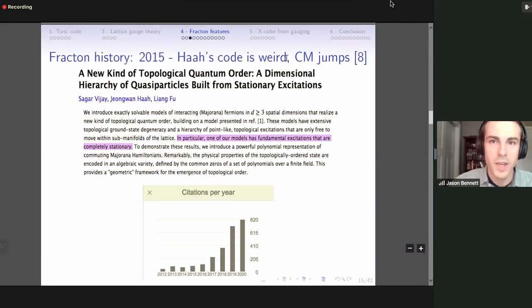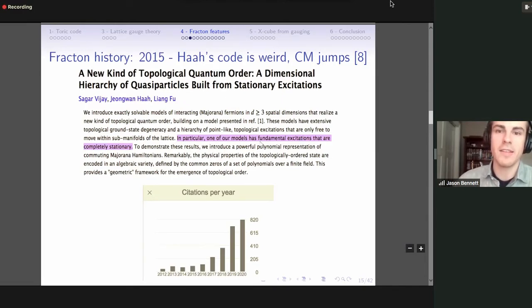But it was quite some time before people started to realize, Ha himself, along with collaborators, that this lattice model that he was constructing was very weird. As you can see from the Google Scholar citations, the 2011 paper didn't generate a ton of attention, but as soon as this came out, things started to really ramp up. And moreover, the next slide is 2016, when this X-cube model came into play.